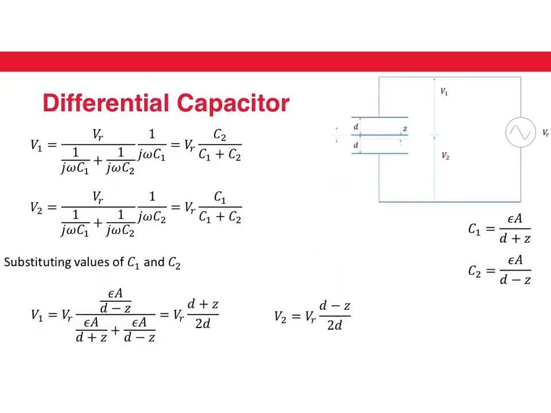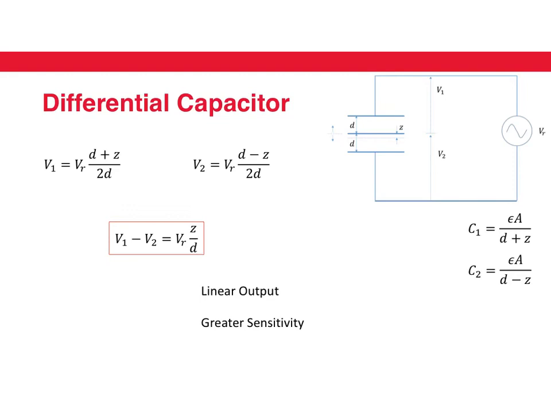In this particular circuit, since we have the equations for C1 and C2, we can use that to write the equations for V1 and V2. If we write the equations for V1 and V2, we have these equations. And substituting the values of C1 and C2, we can get V1 as VR (d plus Z) over 2t and V2 as VR (d minus Z) over 2t.